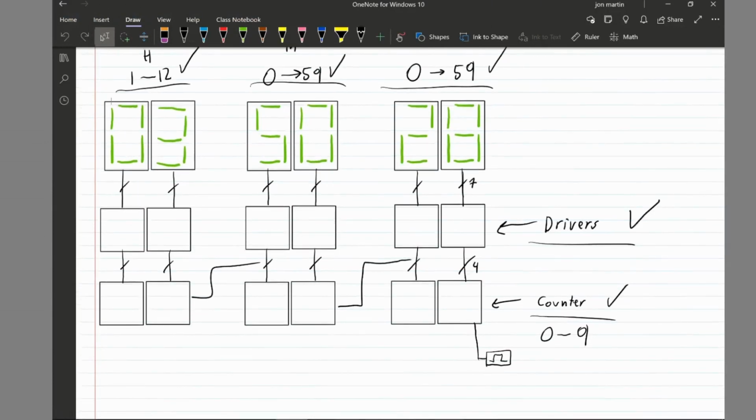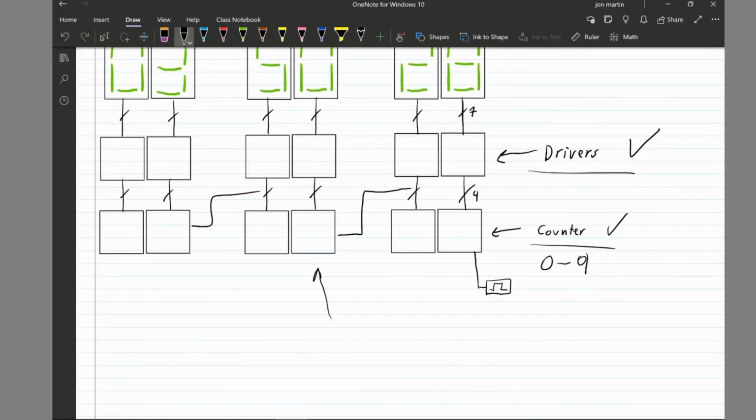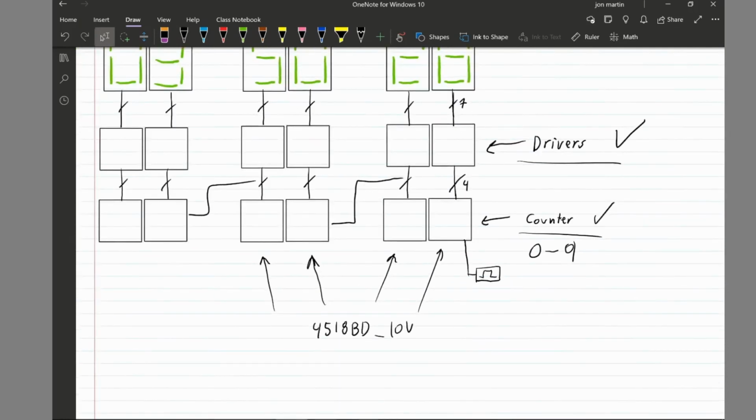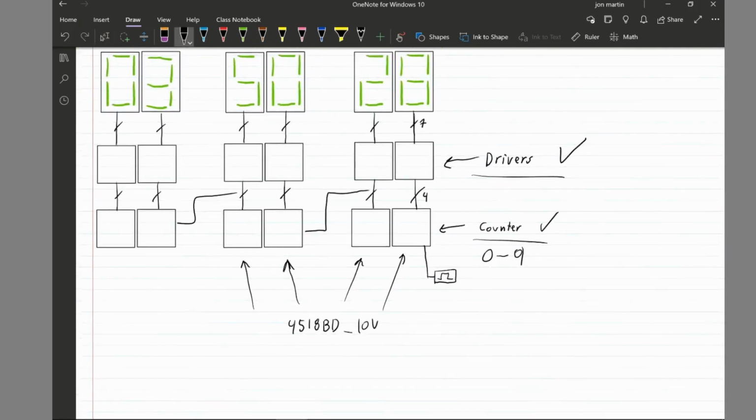So for the counter, these 4 counters here, we're going to be using the 4518BD 10 volts. This IC is basically a counter, and it is a resettable counter, meaning we can count up to any number we want, and then we can pause or reset the counter, making it go back to 0.